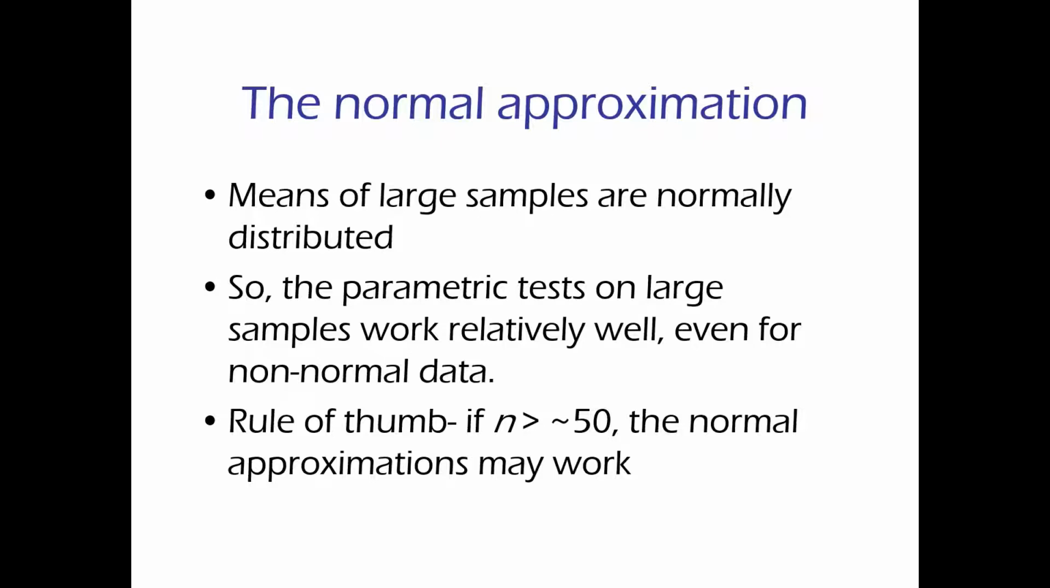We know the means of large samples are normally distributed, so the parametric test on large samples will work relatively fine, even for data that is not normally distributed. A rule of thumb we can refer to is if the sample size is larger than 50, we can treat the distribution as normal.